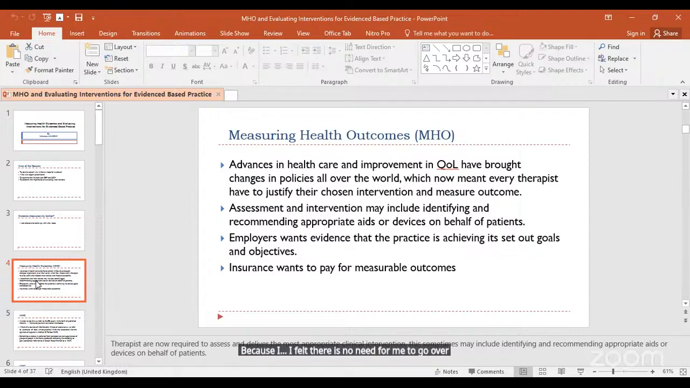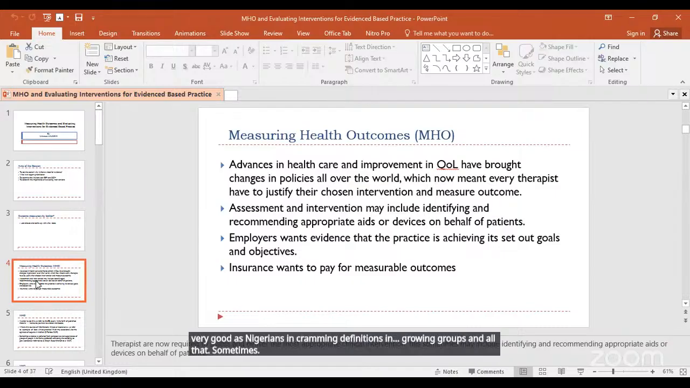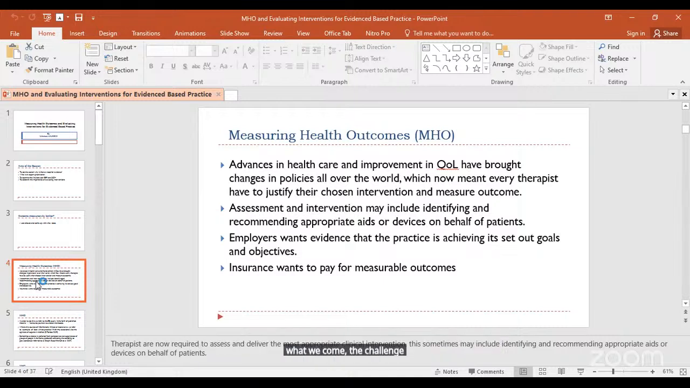Because I felt there is no need for me to go over definitions. We are very good as Nigerians in cramming definitions, in cramming books and all that. Sometimes the challenge we have is about how to implement what we cram, or why must we even use them when in our clinic we are so busy to the point that all we are saying sometimes just becomes theoretical. But if we know why we must bother about it, then whatever we learn wouldn't be theoretical.